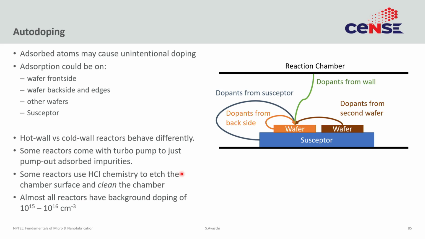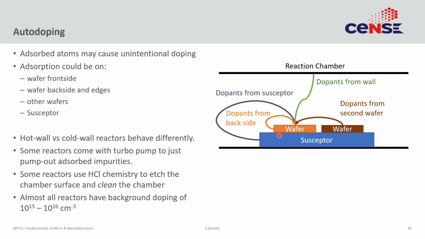Finally, a concept of auto doping. Auto doping simply refers to the fact that there is some unintentional doping in any reactor. So, this is what I am trying to show. Supposing you had a reactor and you had wafers and you had a susceptor and you are trying to grow your film. But what if this wafer next to it actually has higher doping than this wafer? Well, the dopants might get from that wafer to the substrate.